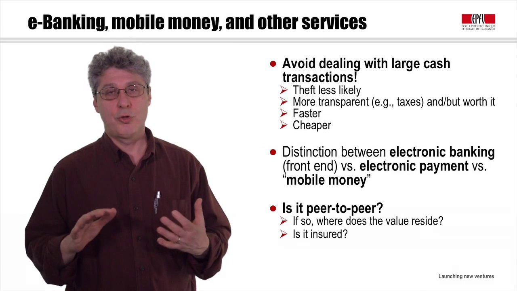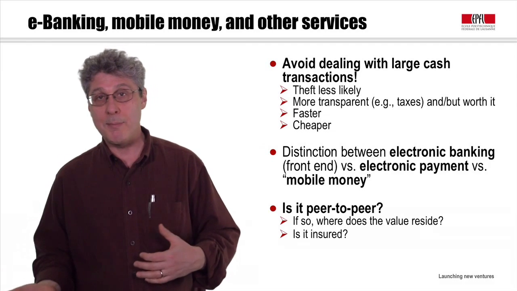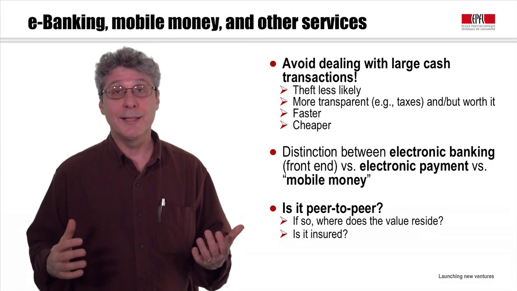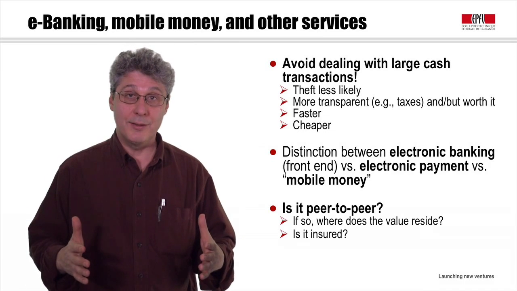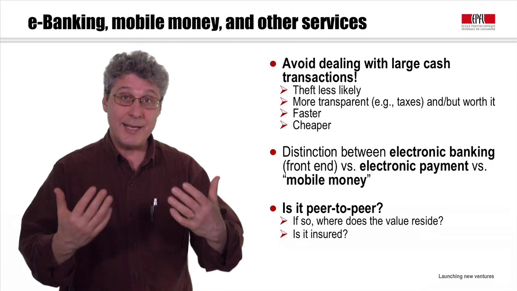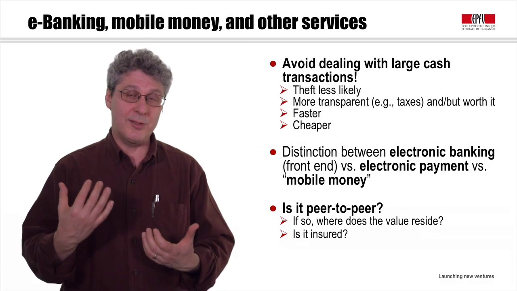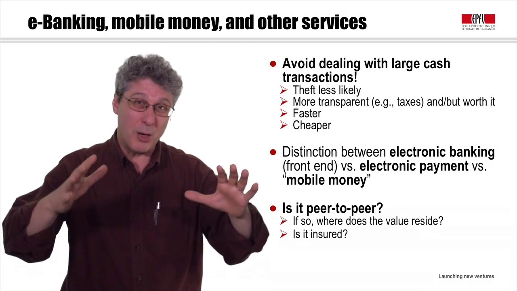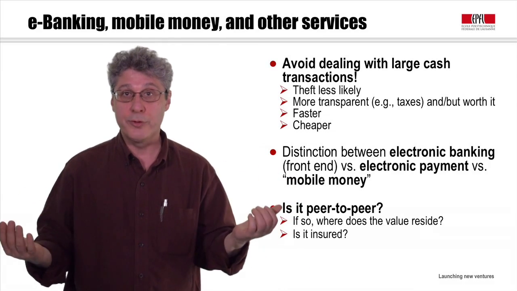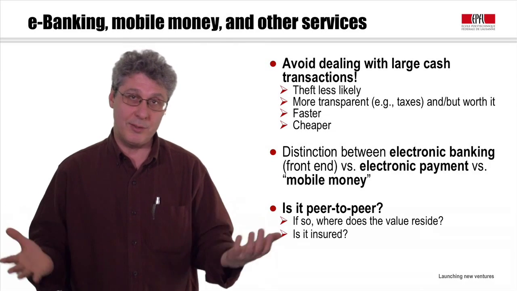Now, let's just talk for a minute or two about the distinction between electronic banking versus electronic payments, mobile money, et cetera. So electronic banking, or e-banking, is just the front end of a real bank. In other words, it's an interface that they give you so that you can bank online, even from your phone. But the distinction there is that it's actually a real bank behind it, following some kind of rules for capitalization. There's often some kind of deposit insurance, et cetera.